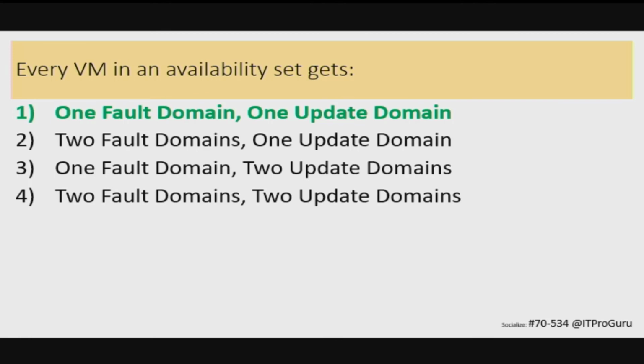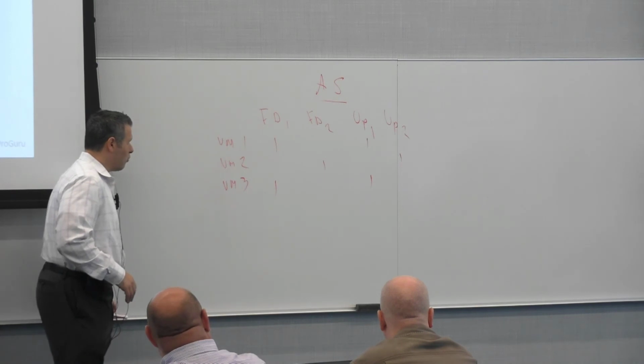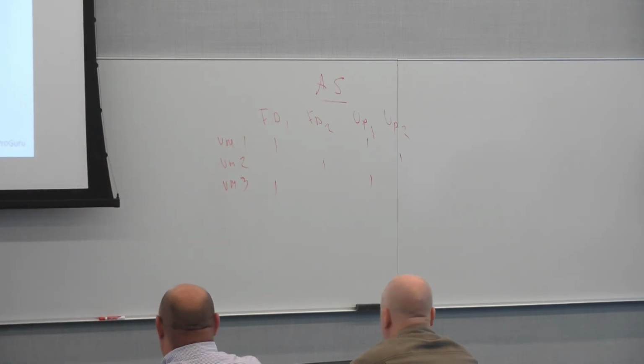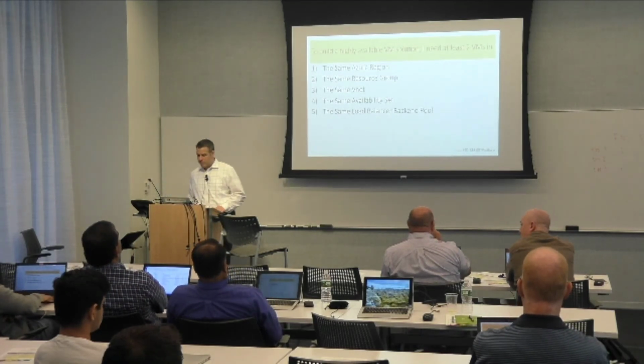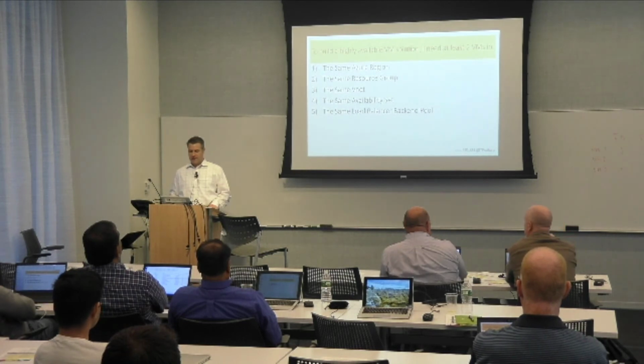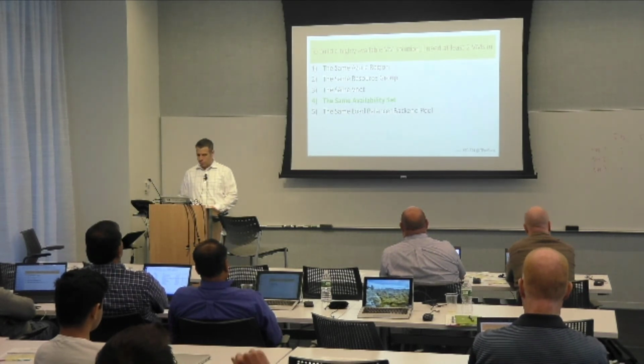The first VM that goes in here will go into fault domain 1 and update domain 1. VM 2 goes into fault domain 2 and update domain 2. VM 3 goes back into fault domain 1 and back into update domain 1, right? And so on and so on. So every VM gets 1 fault domain and 1 update domain. To build a highly available VM solution, I need at least 2 VMs in the same availability set. Yeah, so just important for the exam.